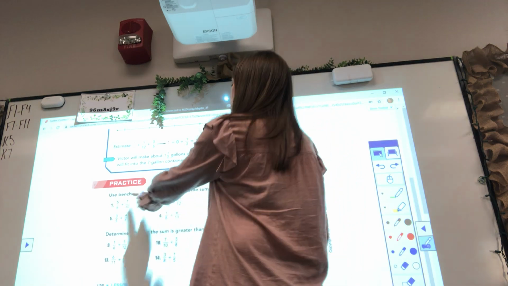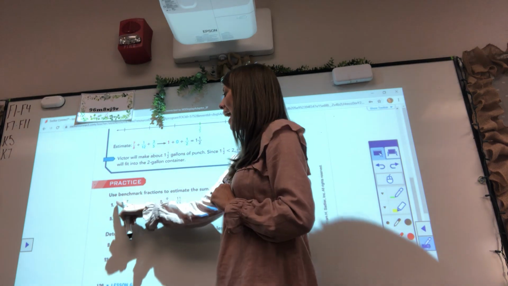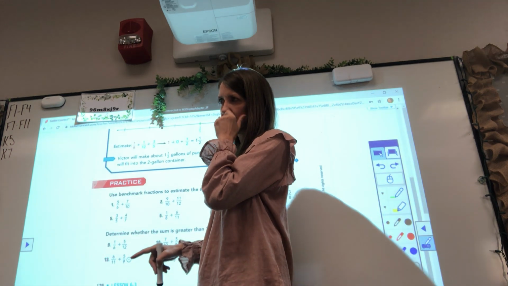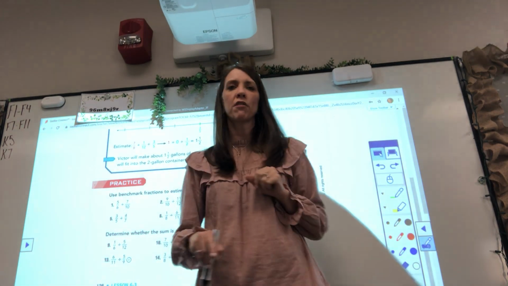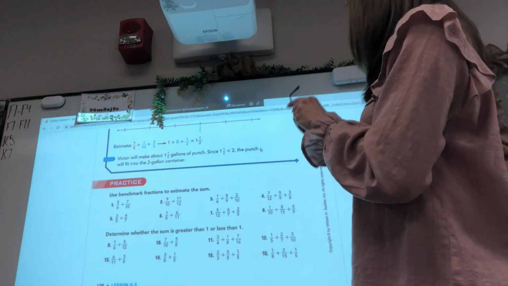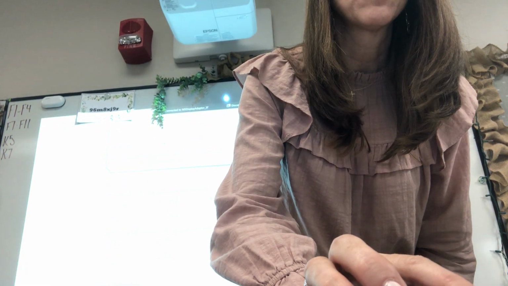All right, so here's some practice. Use benchmark fractions to estimate the sum. 5/6 plus 7/10. Okay, use benchmark fractions. Let me freeze this so we can write on it. So think about those two. All right, what do you think? Look at 5/6 first. Is that closest to 0, half, or a whole? What do you think?